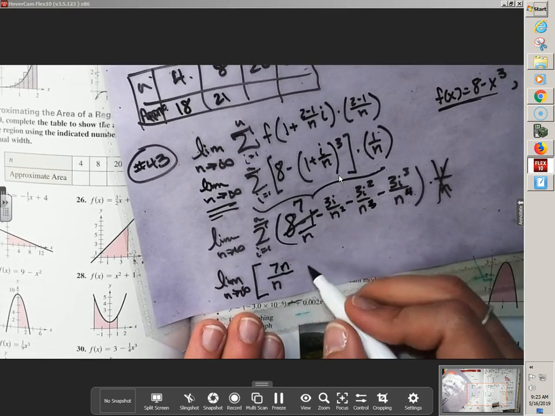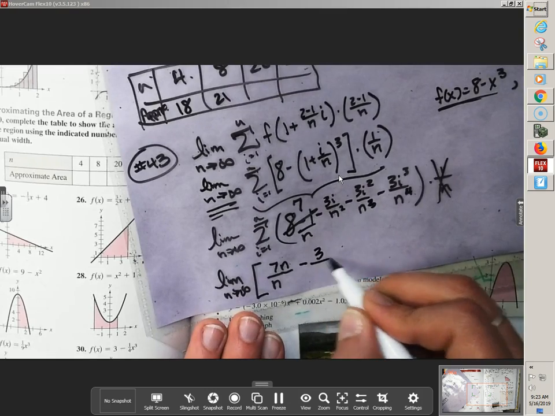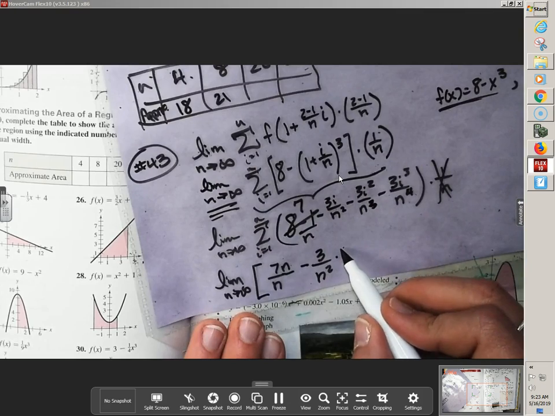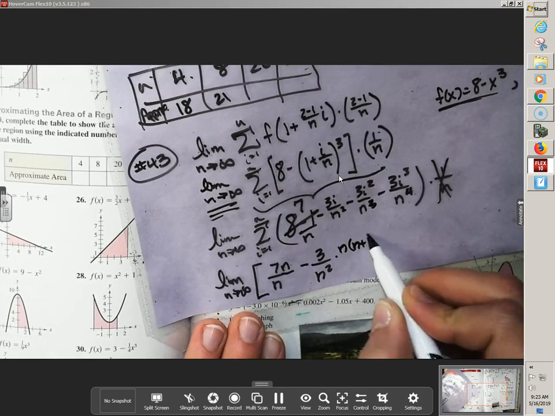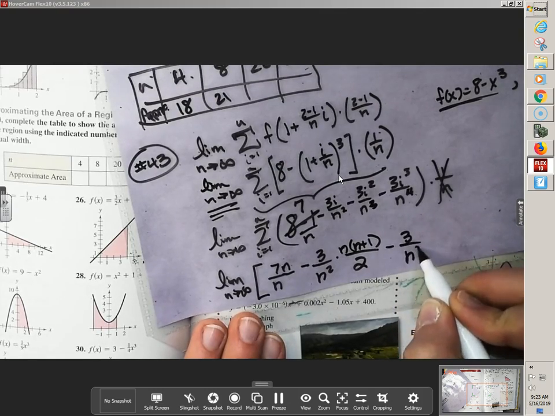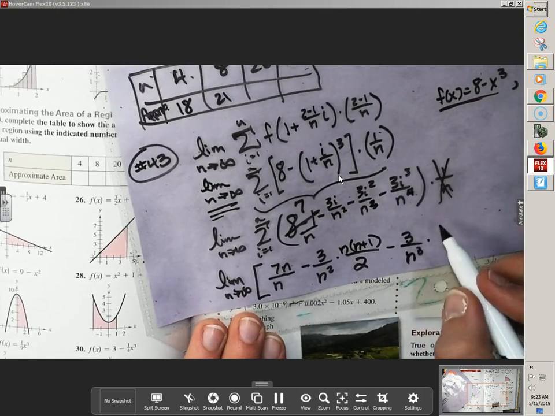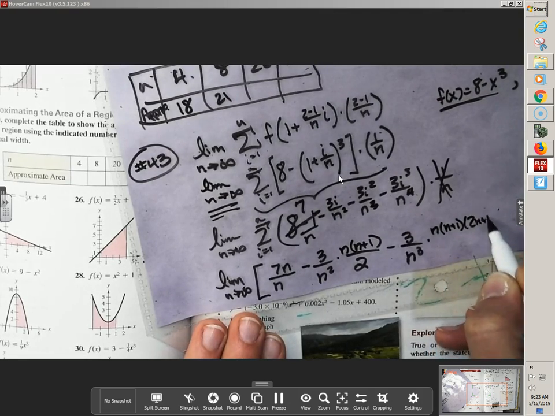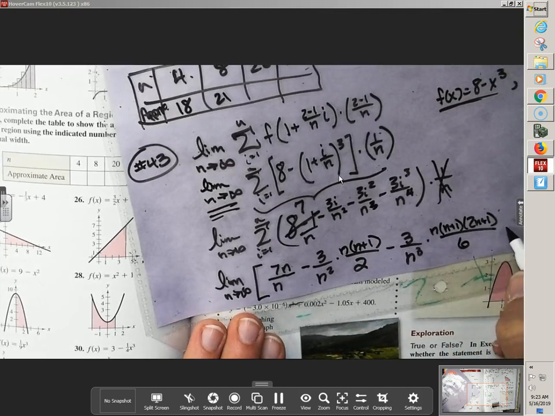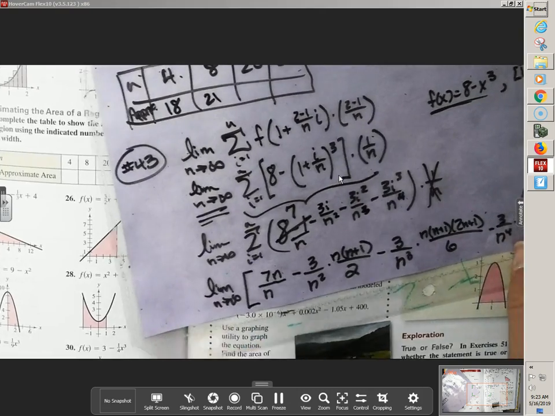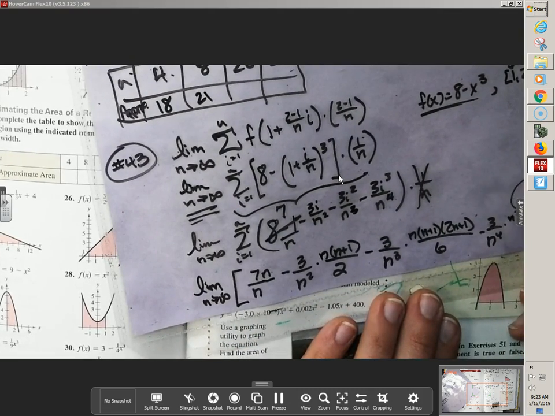Minus. Now I'm going to have 3 over n squared. But guys, now I have an i. What does i become? n times (n plus 1) all over 2. And then I'm going to have a minus 3 over n cubed. But now I have an i squared. What's that going to become? And then I'm going to have a 3 over n to the 4th times, what's i cubed become? n squared times (n plus 1) squared over 4.